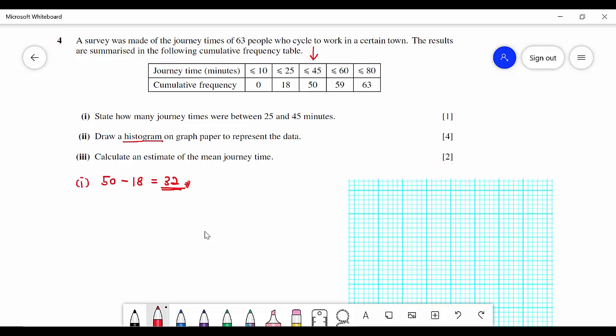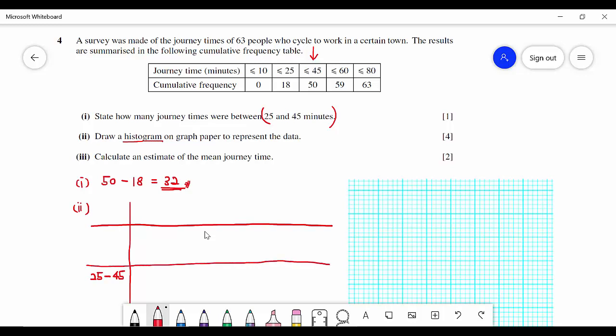Before I draw the graph, I need the width of the class boundaries and also the frequency for each class. Therefore, it will be easier if I show the answer using a table. First of all, what are the class boundaries that I have? From the question itself, you already know that one of the classes is from 25 to 45. So I will have a class from 25 to 45.